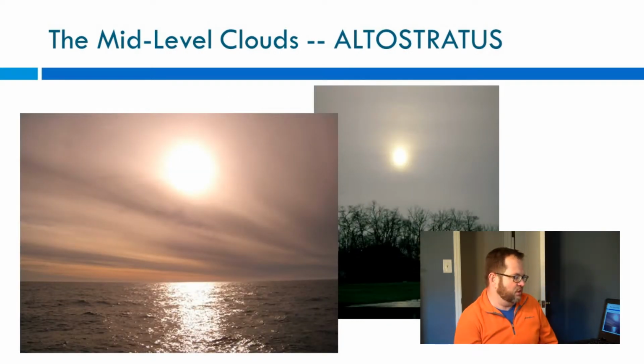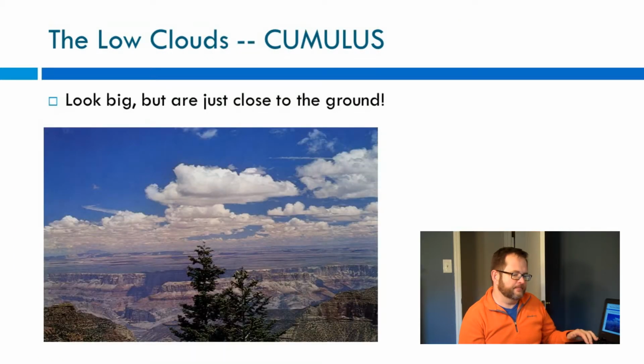Again, here's some more pictures of ALTOSTRATUS clouds. Basically, it's more or less featureless, covers the sky. The sun can make a bright patch or a disk as it shines through it, because the distance between the bottom and the top of the cloud is not very high, and as a consequence, you can get some sunlight through them like that.